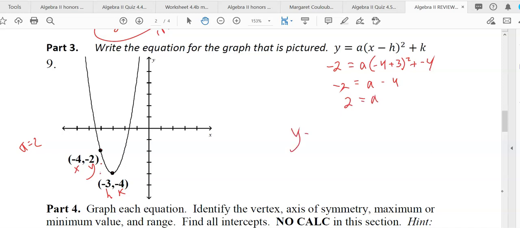So our equation is y equals 2 times (x minus negative 3, which is like plus 3) squared, minus 4.